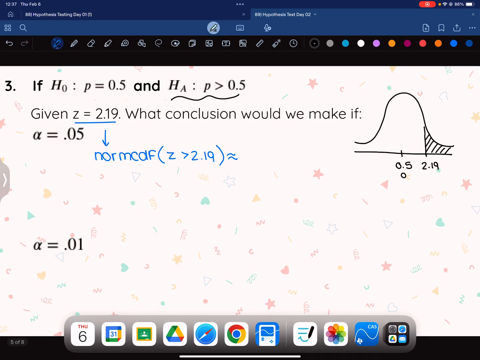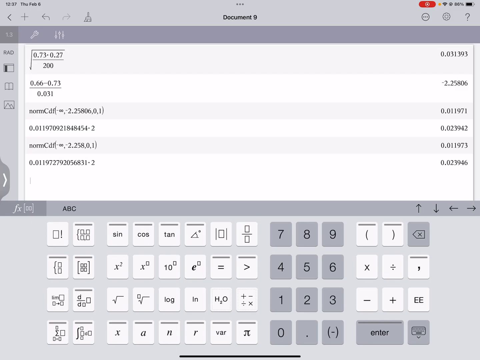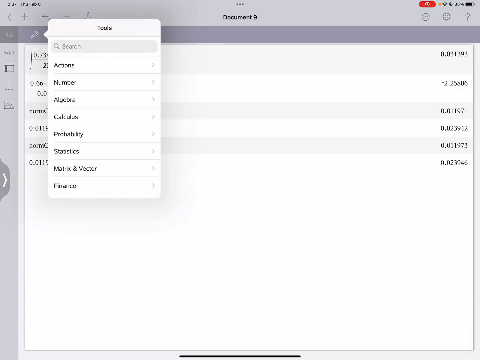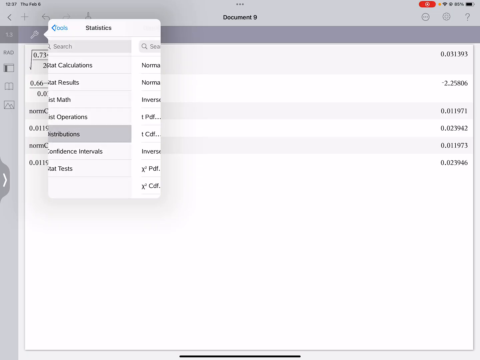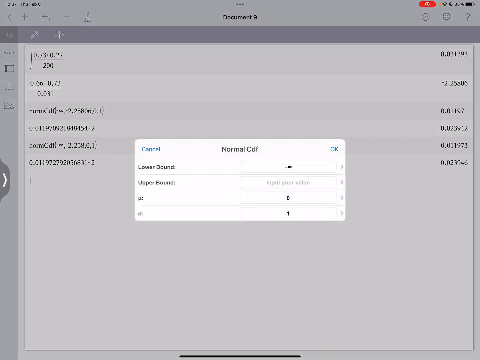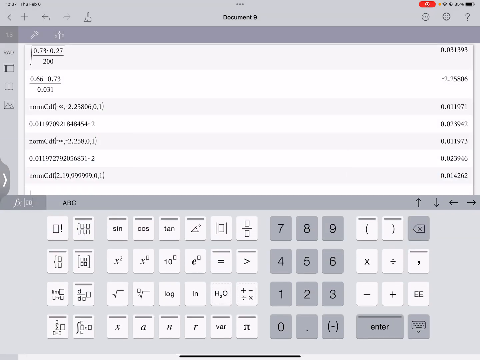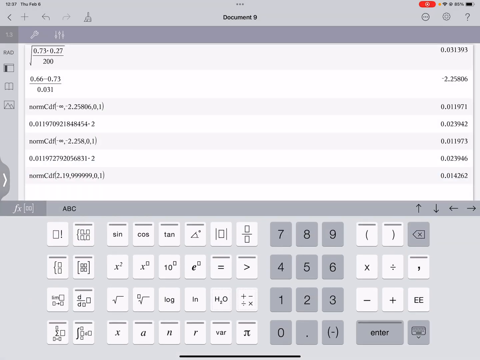So as I do such and come back in: menu, stats, distributions, norm CDF. My lower bound is going to be changed to that 2.19. You can put in infinity or your 99999, and I get 0.014262.